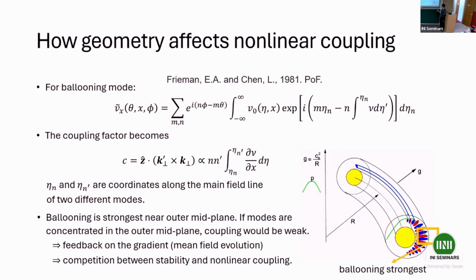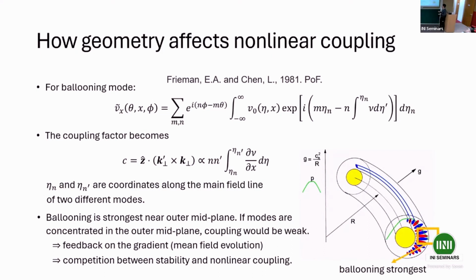So eta n and eta n prime are the coordinates along the mean field line of these two different modes. If we treat this partial nu over partial x as a constant, we can move it out of this integral. We can see the coupling is proportional to the difference between eta n prime and eta n. So we may say, okay, then there is a non-trivial coupling between the ballooning modes, right? However, since the ballooning effect is the strongest near the outer mid-plane, if all the ballooning modes are concentrated in the outer mid-plane, then eta n and eta n prime will be very close, which means the coupling between these two ballooning modes is very weak.